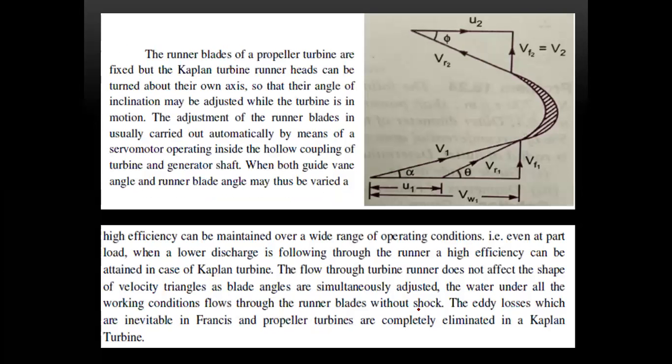Next. So the blades are normal, just like a boomerang type. That's why here also we are getting two triangles, one triangle at the inlet, other triangle at the outlet.